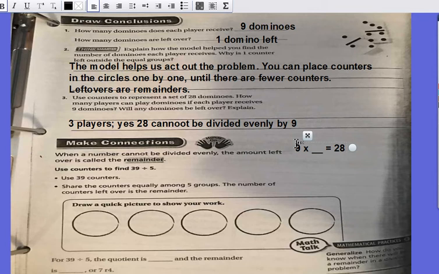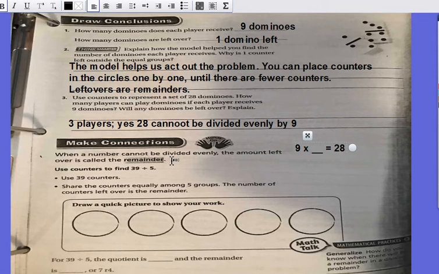Make a connection. When a number cannot be divided evenly, the amount left over is called the remainder. So like in this first lesson, and then this lesson, you need to go into your math notebooks and put examples of a remainder, and like in the other book I forgot to say that you need to put an example of what a multiple is. Okay? Alright, use counters to find 39 divided by 5.